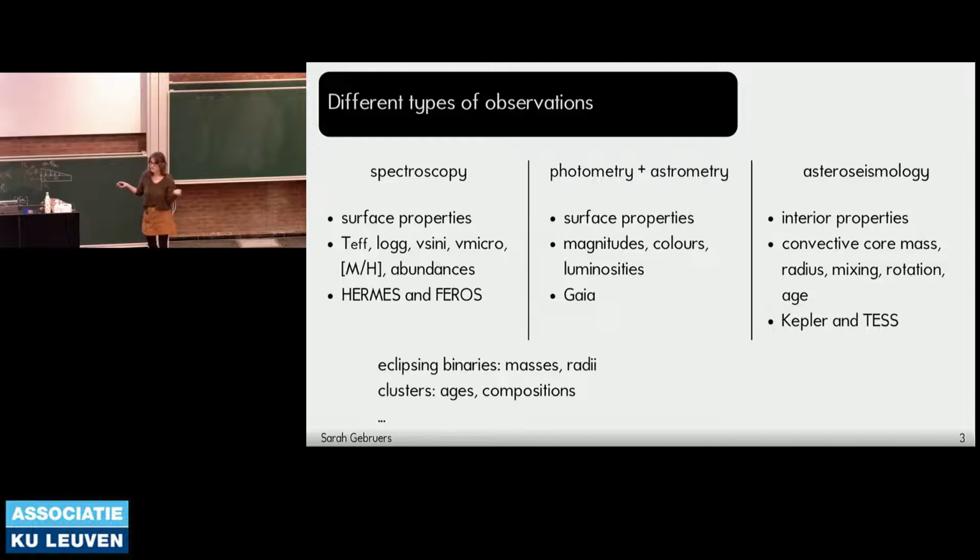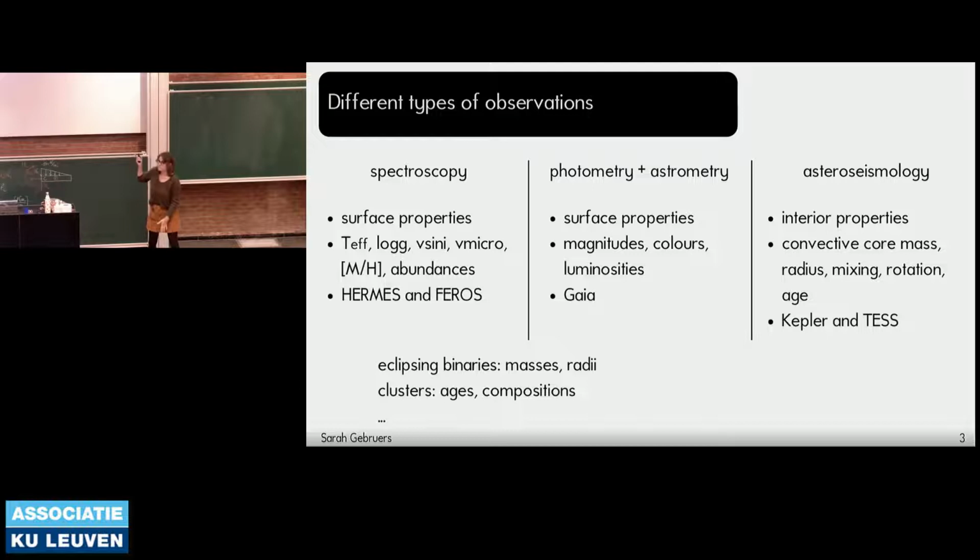So BAF-type stars, like all kinds of stars, you can observe them in many different ways. One of them is spectroscopy. With spectroscopy, we can get surface properties of these stars, such as effective temperatures, surface gravities, the velocities of the stars, broadening mechanisms, the metallicity as well, and individual abundances. For my work, for the spectroscopic data, I've been using Hermes spectra, taken with our own spectrograph, and also Feros data, which is a spectrograph that is attached to the 2.2 meter telescope at La Silla in Chile.